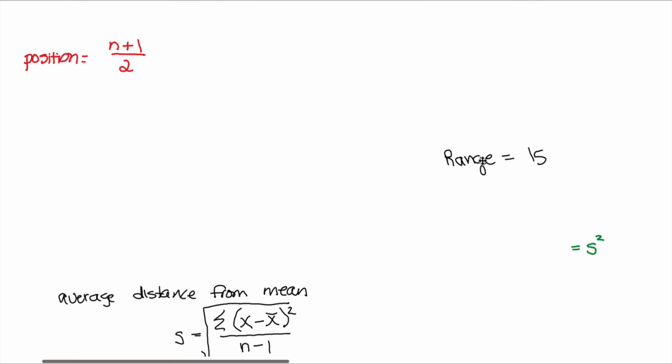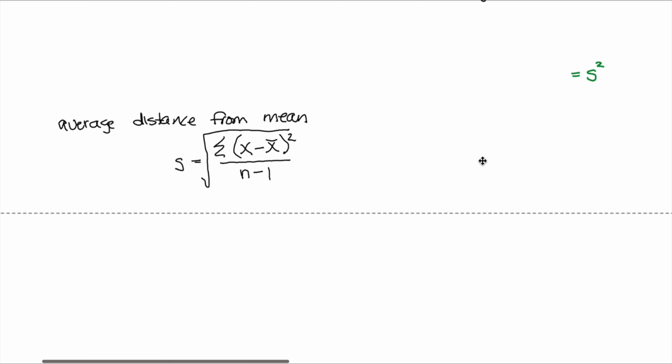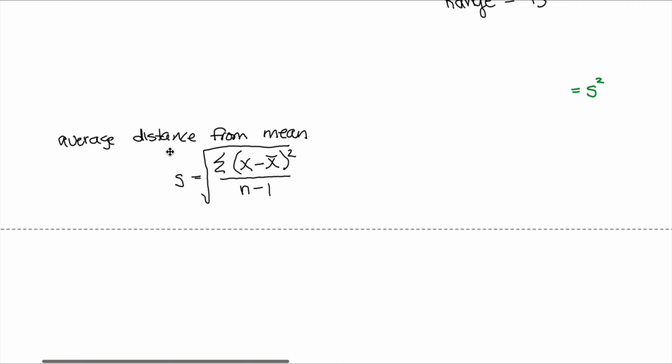And range is just max minus min. And this is the average distance from the mean. This is a pretty huge formula in here. But we really don't have to deal with it a lot, at least by hand. No, we use a calculator for it mostly.